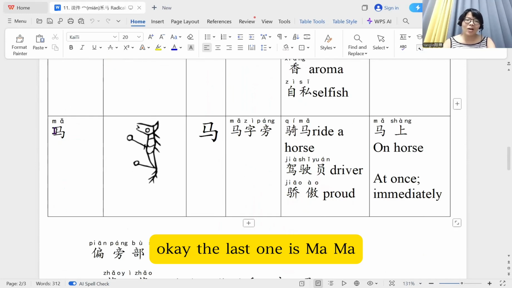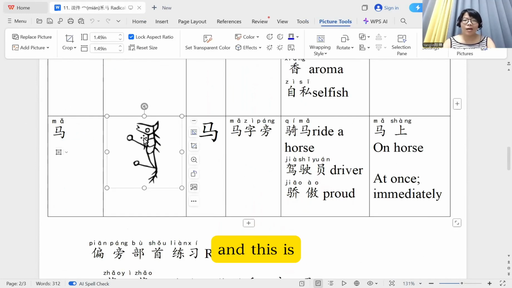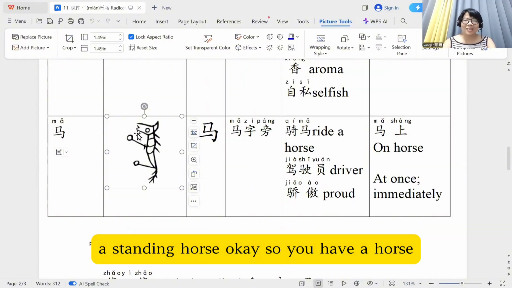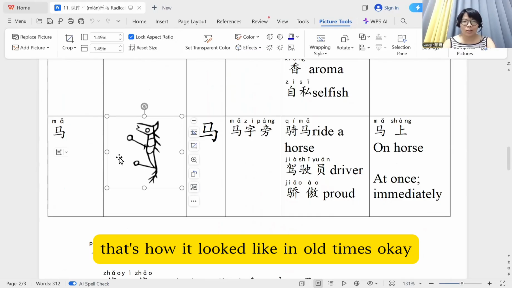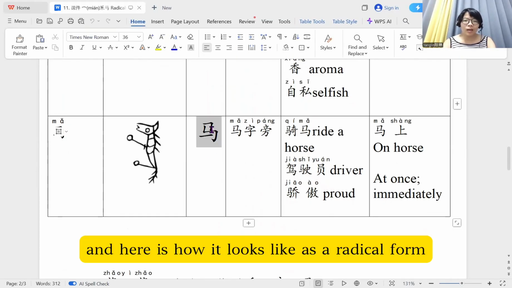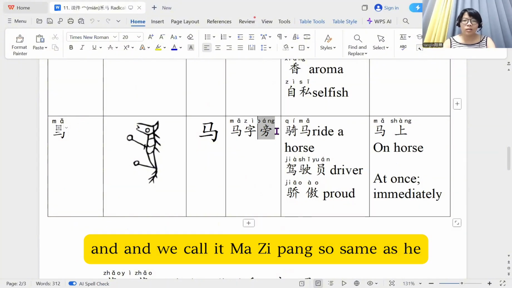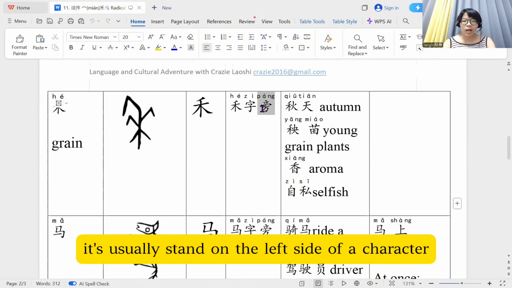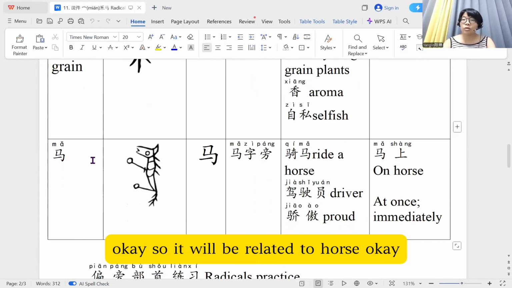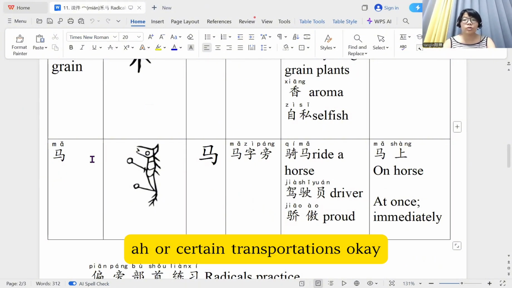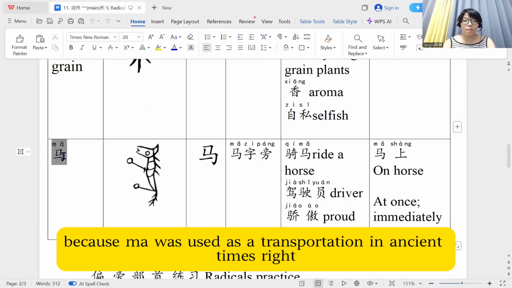Okay, the next one is 马, and this is a standing horse. You have a picture of a horse, that's how it looked in old times. And here is how it looks as a radical form. We call it 马字旁. Same as 禾, it usually stands on the left side of a character, and it will be related to horses or certain transportation, because the horse was used as transportation in ancient times, right?